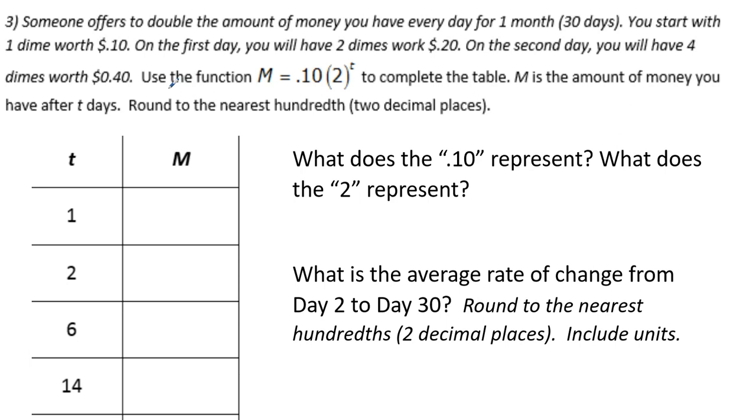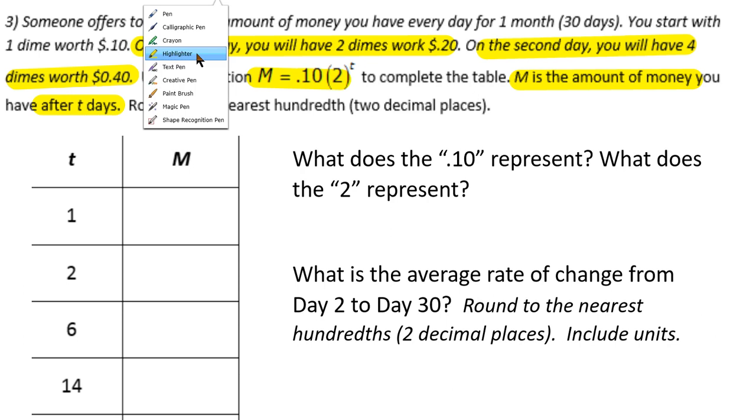M is the amount of money after T days. Round to the nearest hundredth, 2 decimals. That's because we're talking about money. So again, here's some key information: our formula. They already give us what happened on the first day and the second day, so we can actually plug those in right now to the table. And of course, M is the amount of money after T days. So let's go ahead and get it.